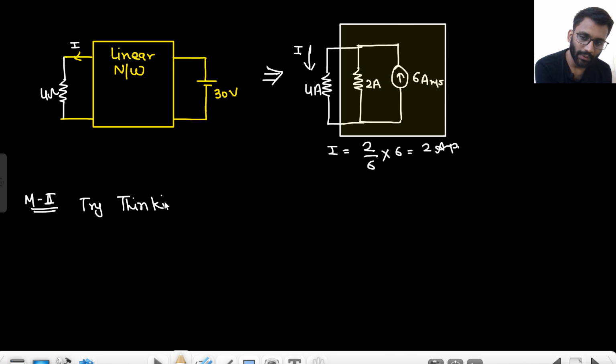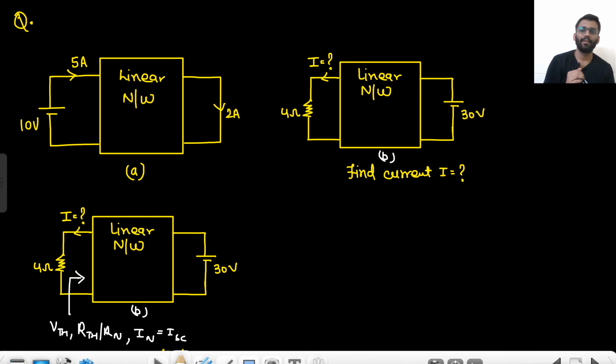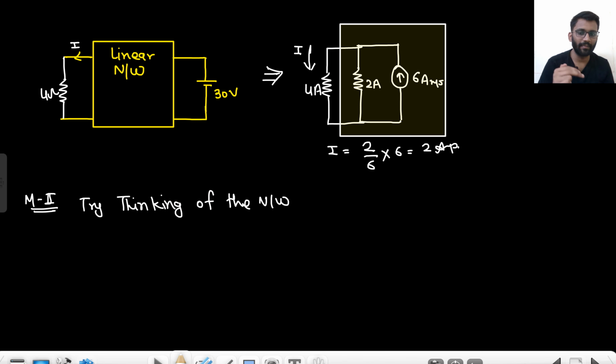So I guess you should do it on your own because I have told you how to think of the network. Try thinking of the network. What will you think? You will think about the T network. 5 ampere current is coming, so the total resistance we need is 2 ohm. A 10 volt battery is there, so we need a 2 ohm resistance here, right? So how can we think? We need a 2 ohm resistance and 5 ampere should be divided into 2 ampere and 3 ampere.